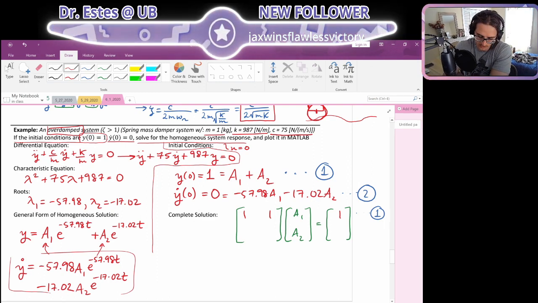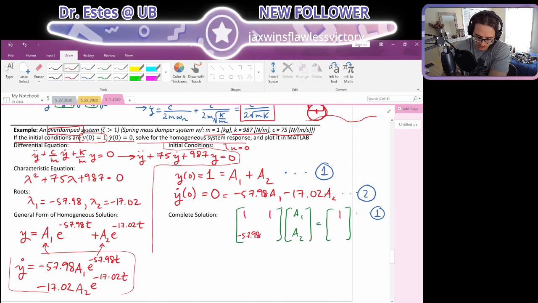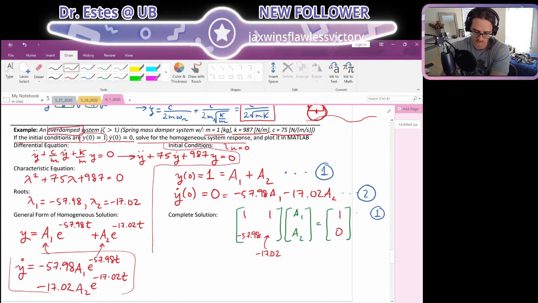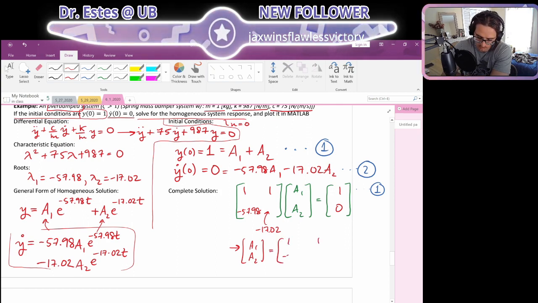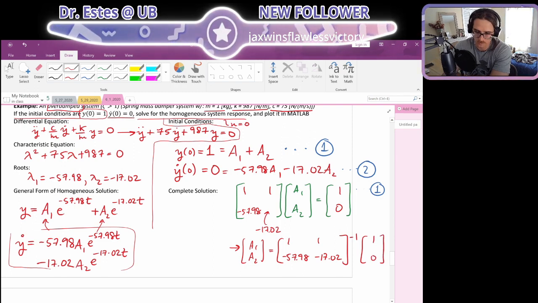You guys have all done something like this before, I'm sure. And then the next equation is minus 57.98 times A1. Oh, I'm going to run out of room. Minus 17.02 times A2 equals 0. So then the way to solve for A1 and A2 is you take the inverse of that matrix. So minus 57.98 minus 17.02. The inverse of this matrix times that right-hand side.